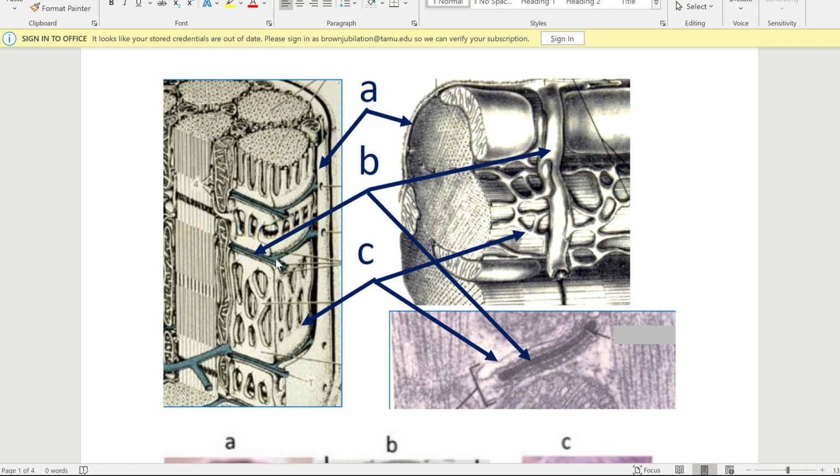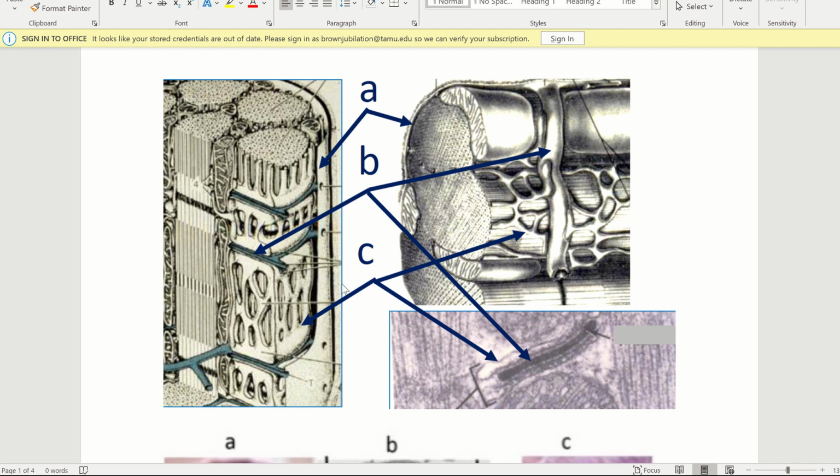So B, what this is pointing to, is a bunch of T-tubules. All of these are examples of T-tubules. That's the part of the cell membrane that dips down into the cell and allows the action potential, that exciting electricity that tells the cell to contract, to penetrate deep into the cell. So we have that action potential all the way throughout the cell, and every single part of the cell is being told to contract at the same time.